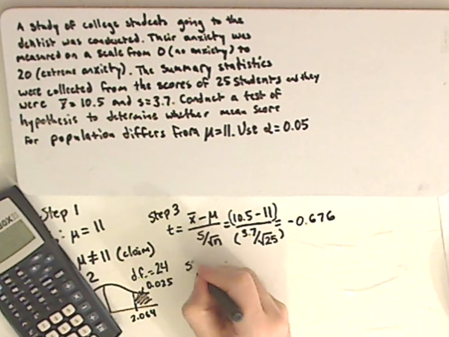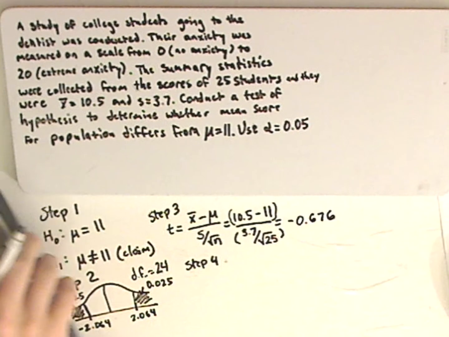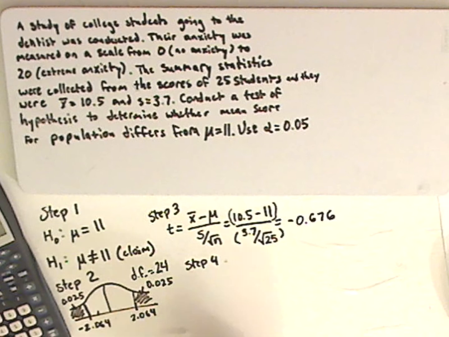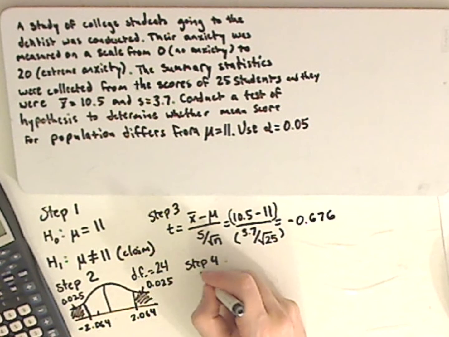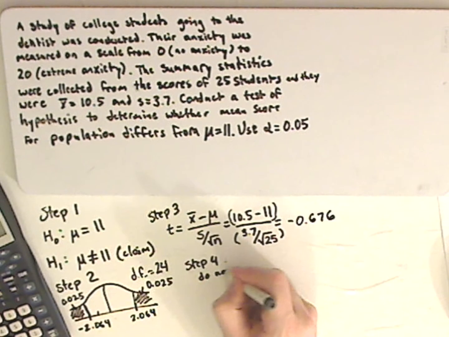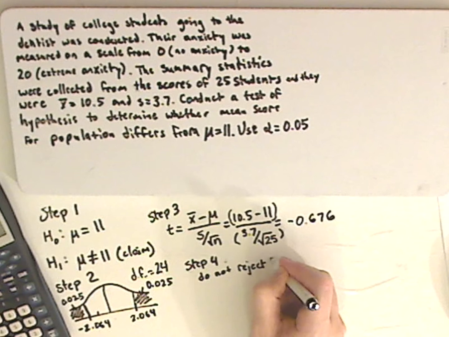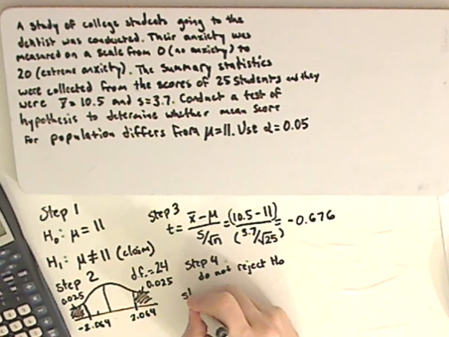Alright, step 4 is I need to make a decision. This falls right here. Remember, these are rejection regions. When it doesn't fall in the rejection region, you do not reject the null hypothesis. So do not reject the null hypothesis.